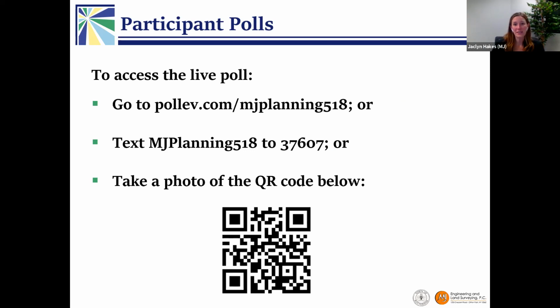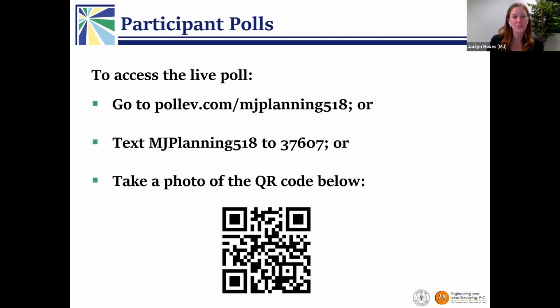So this will be a live poll, and we want to ask you to either go to pollev.com/MJPlanning518 or text MJ Planning 518 to 37607, or you can take a photo of that QR code right on your screen and it'll take you directly to a Poll Everywhere app. So I'm going to give you just a moment to load that up. Grab a quick drink.